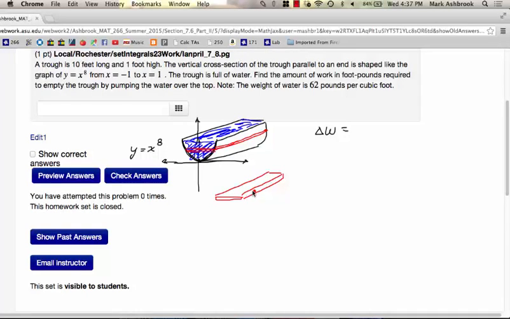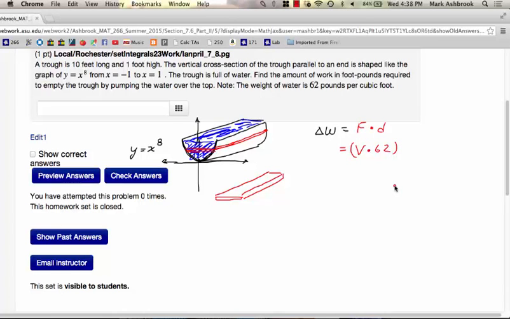So we want to calculate the work to get that thing out, and then we're going to integrate all those slices that are changing. The work, again, will be force times distance. What is the force required to move that thing up? It's weight. Every cubic foot is 62 pounds. So we need the total number of pounds, which is volume times 62. That will be the force, because pounds is force.